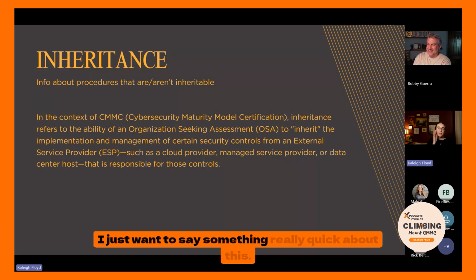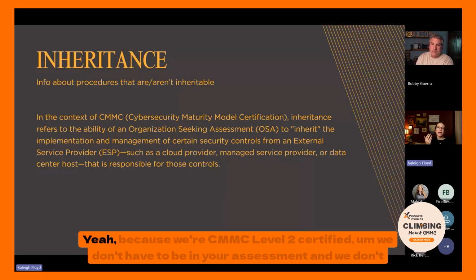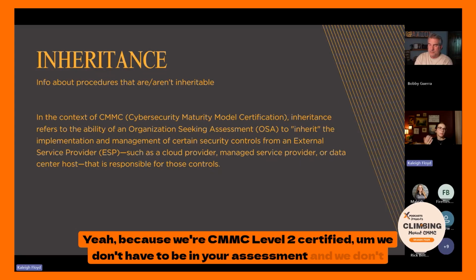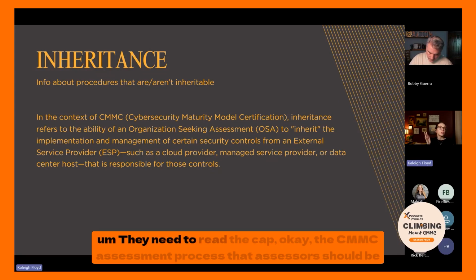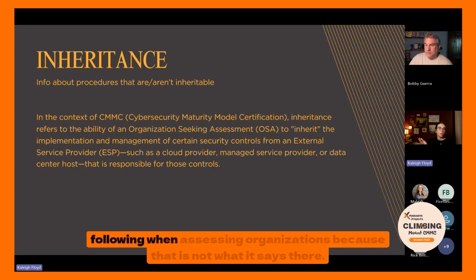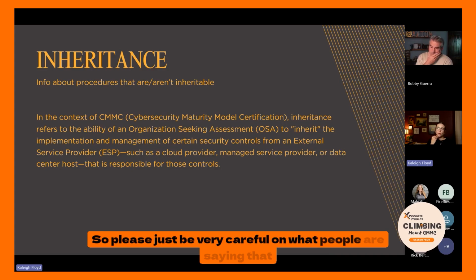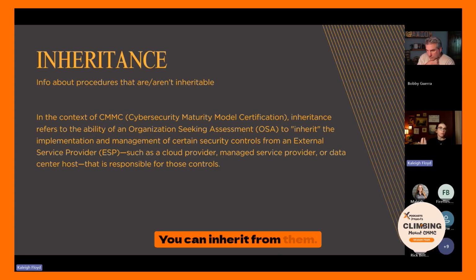I just want to say something really quick about this. If an MSP or somebody that is talking to you is saying, yeah, because we're CMMC level 2 certified, we don't have to be in your assessment, and we don't have to be a part of that, they need to read the CAP, the CMMC assessment process that assessors should be following when assessing organizations, because that is not what it says there. So please be very careful about what people are saying that you can inherit from them.